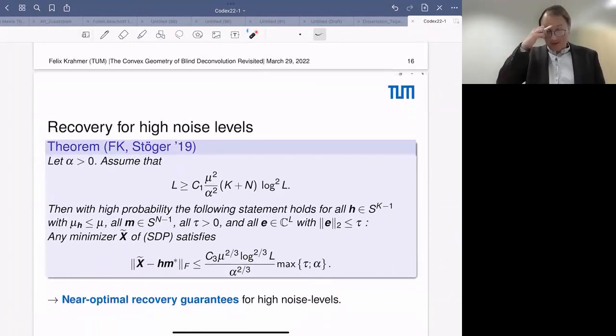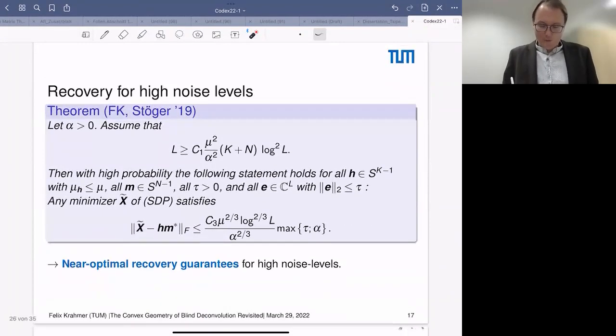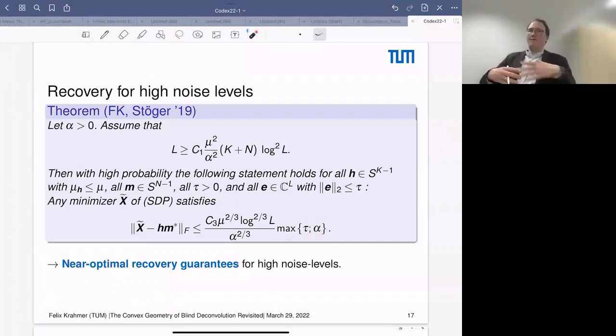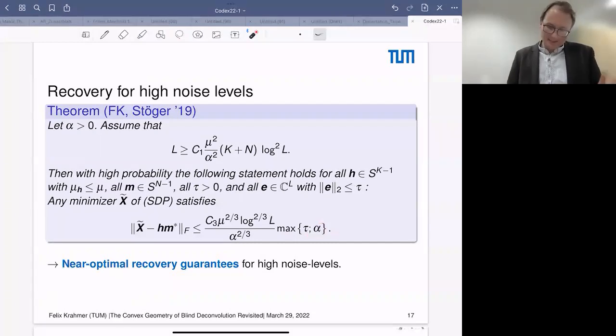I will have a similar result in a slightly different context later. So let me just very briefly mention what this exactly says. You should think of alpha as the threshold. Here we have the max of tau and alpha. So for very small noise levels tau, things just behave like a constant alpha here, so things don't decrease anymore.